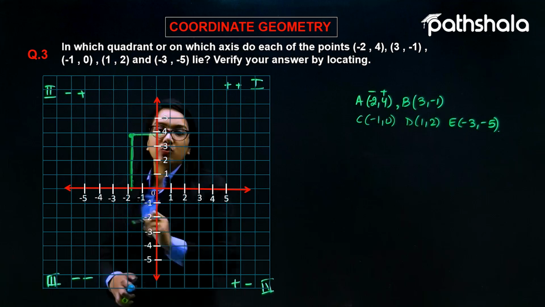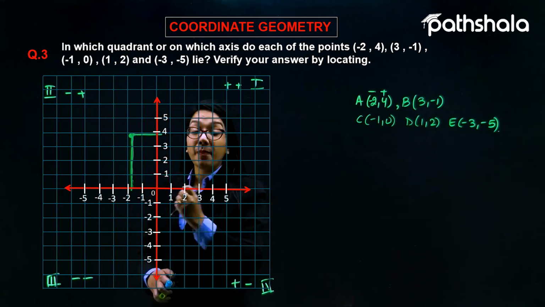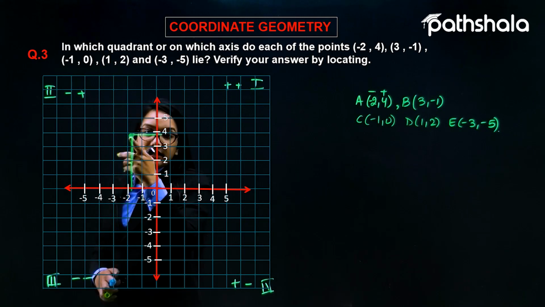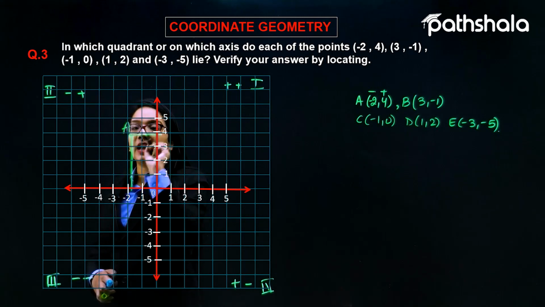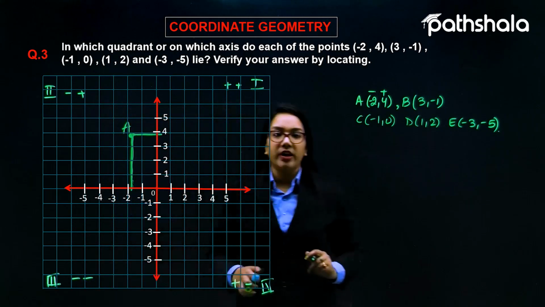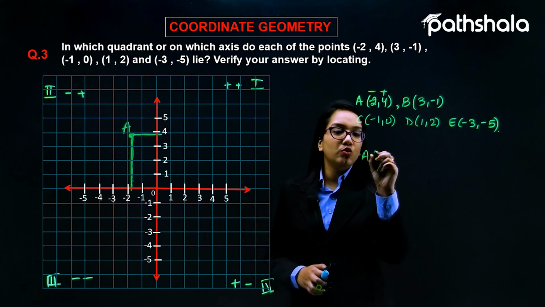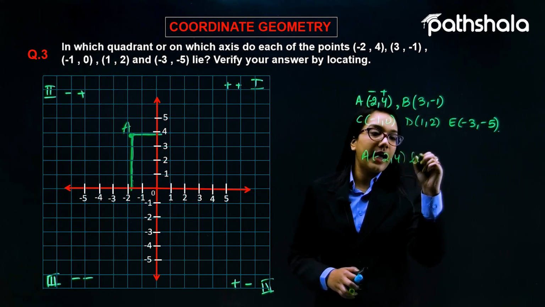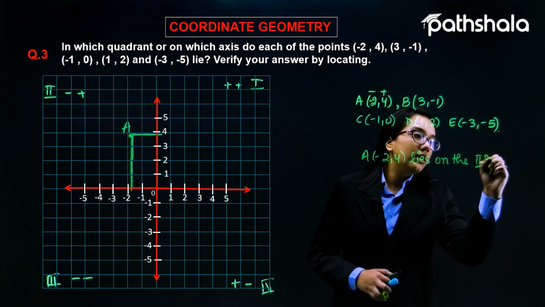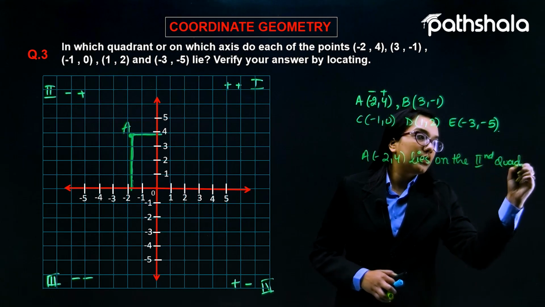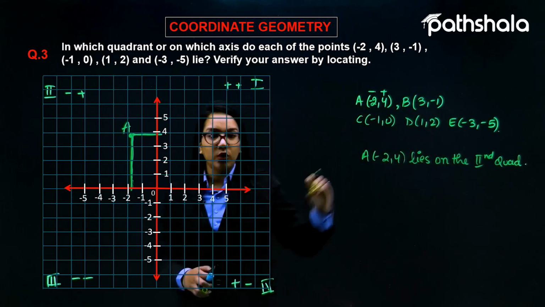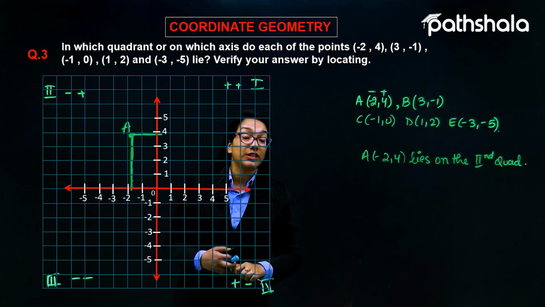From the point -2 and from the number 4, both of them are joining at this particular point, and thus this is called A, and it is lying in the second quadrant as we can see over here. So A (-2, 4) lies in the second quadrant. Let me write QUAD instead of the whole word quadrant.